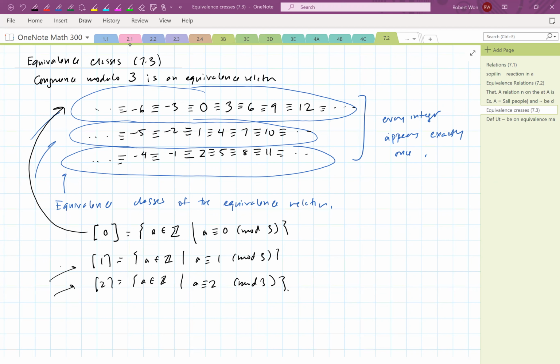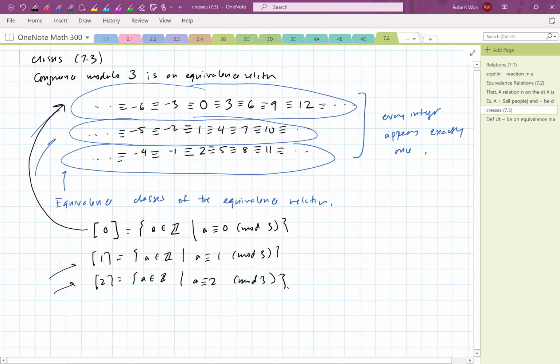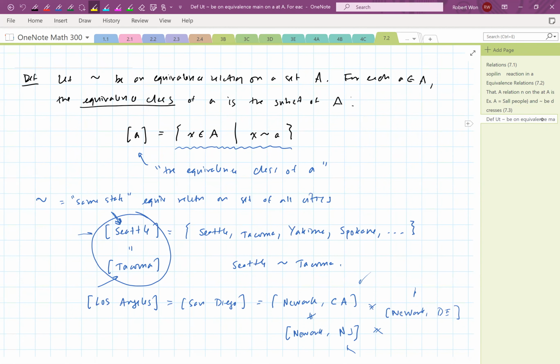That contains infinitely many integers. It contains all the multiples of 3. We could throw them all into a single set, and this set we could denote like this. This means the set of all the integers that are equivalent to 0 under this equivalence relation. And one thing we noticed in this case is that every single integer is in one and only one of these equivalence classes. Today we'll see that that's true in general. So this was what we made the definition.